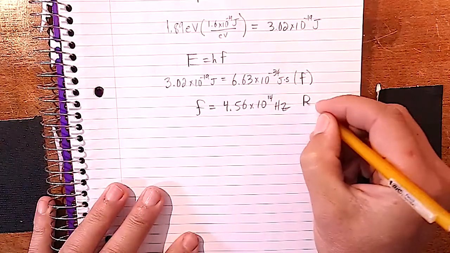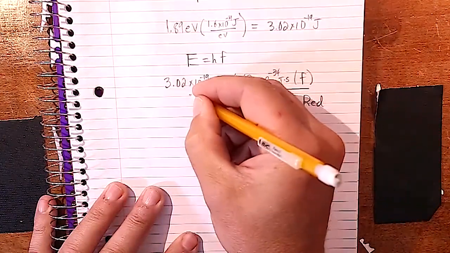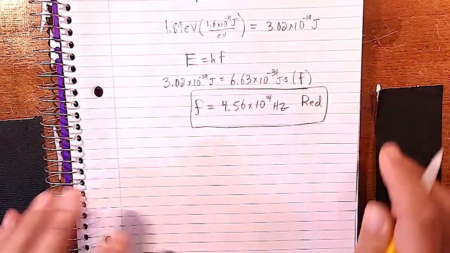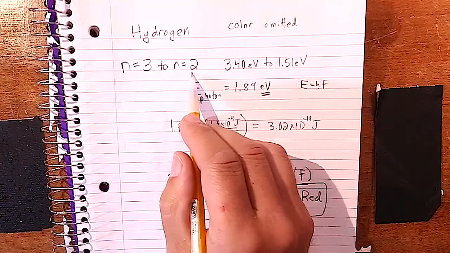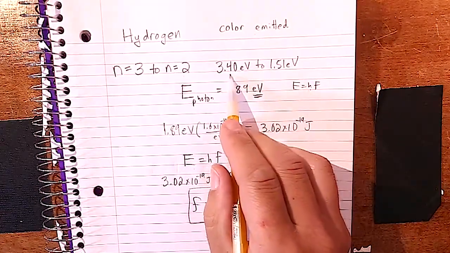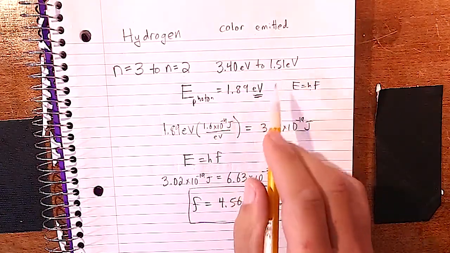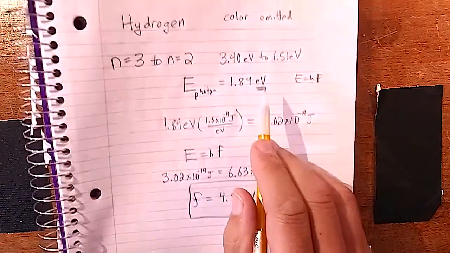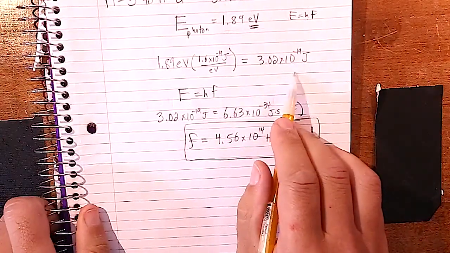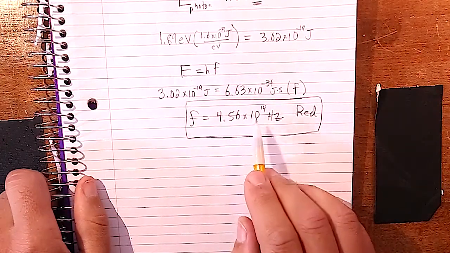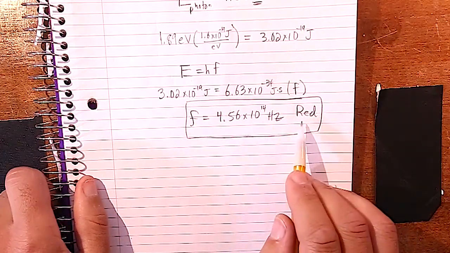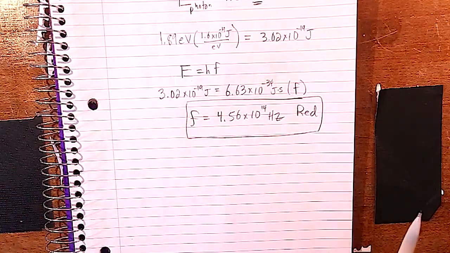So our answer is a red photon. So what was the original question? It says, what color is emitted from 3 to 2? We found the difference in the energy levels. We took that number and converted it to joules, and then used E equals hf to find the frequency, and we looked up the frequency on the chart to find out that the color was red.